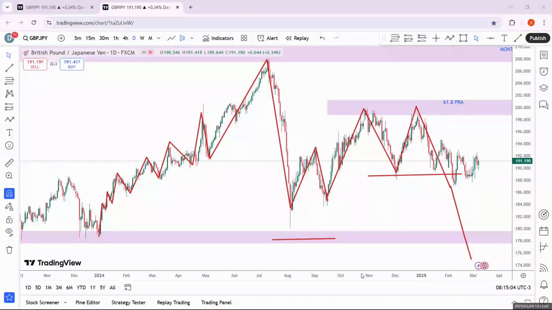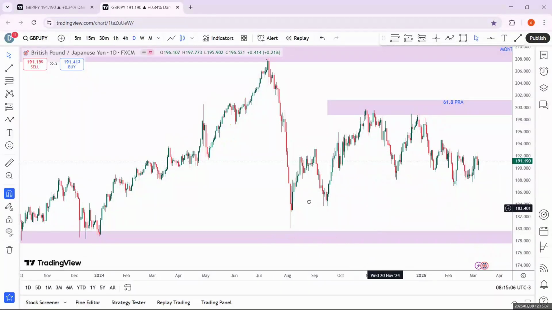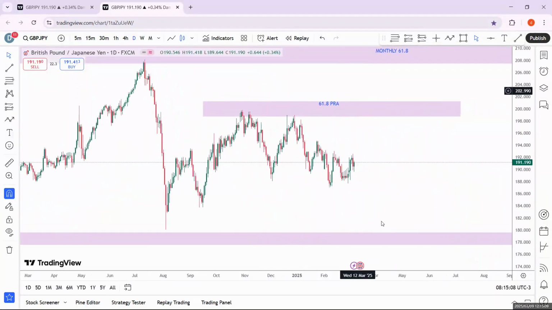Now that this has been defined, what are we going to do next? We have seen that overall price is bearish, right?